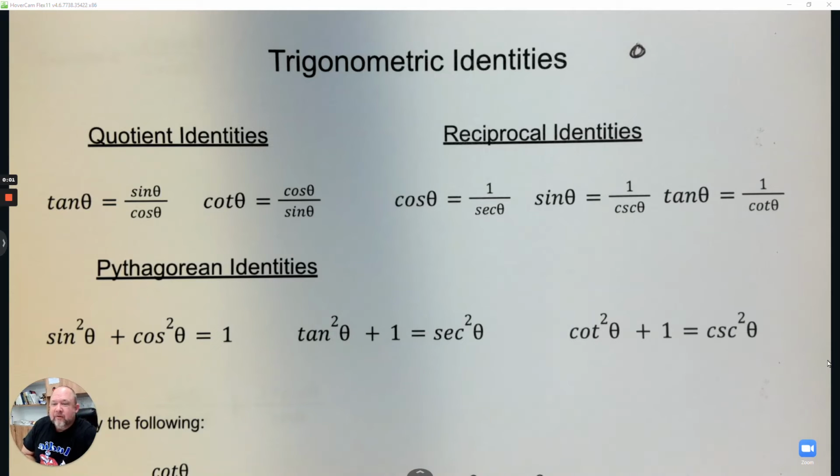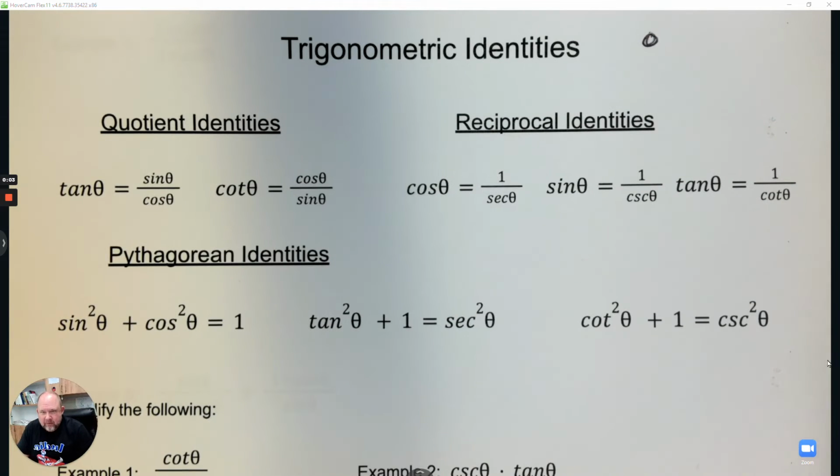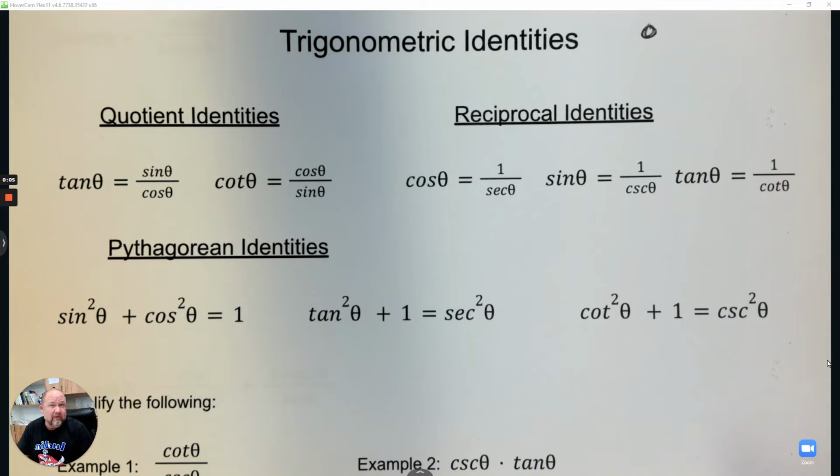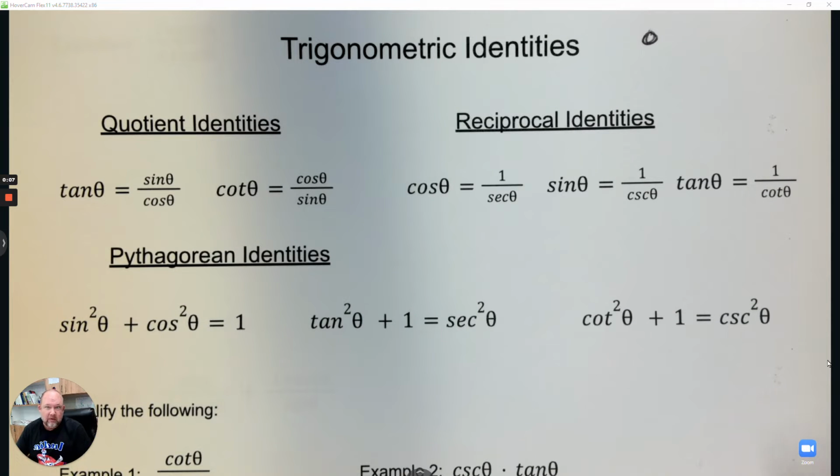All right, the lesson's on trig identities. There are three basic trig identities that you need to know. And there's more, like a lot more. But these are the basic ones that we're going to work with for this lesson. The quotient identities. Quotient means dividing.